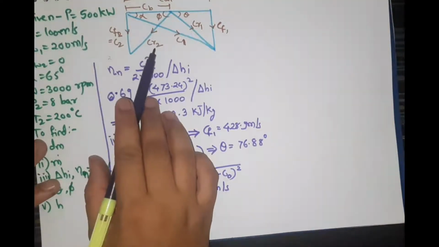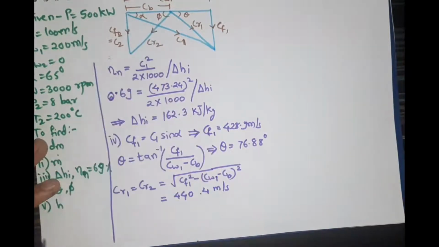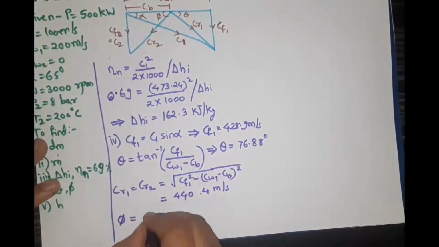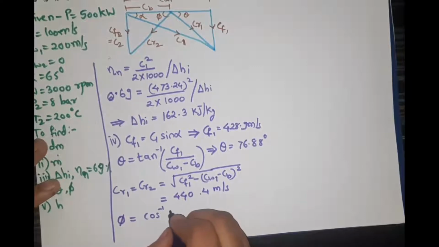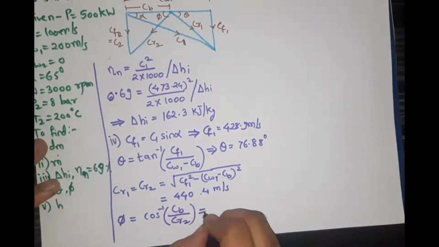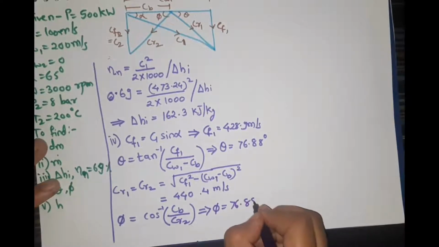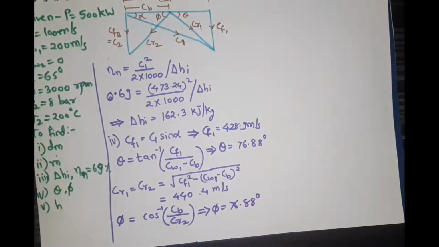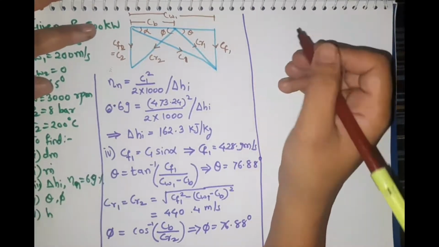Now as CR2 is known to us and CB is known to us, we can find phi by using phi is equal to cos inverse of CB by CR2, and from here we will get phi as 76.88 degree. Now next one is to find the height of the blade.